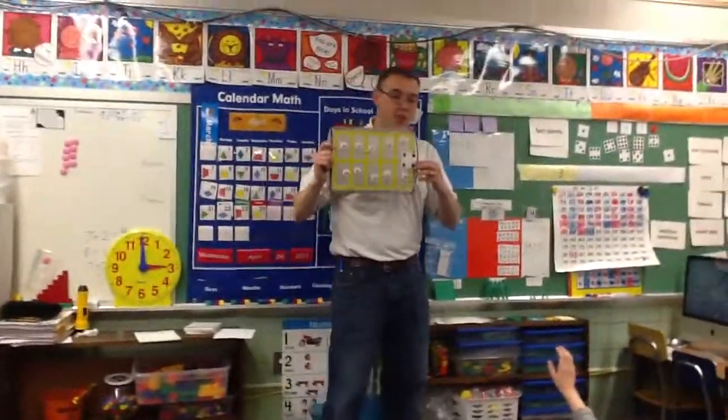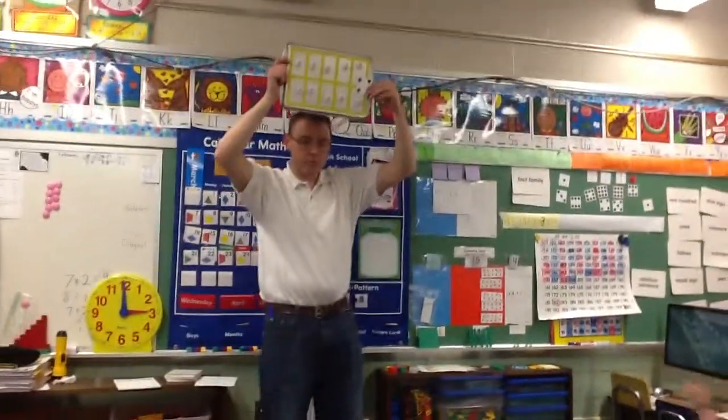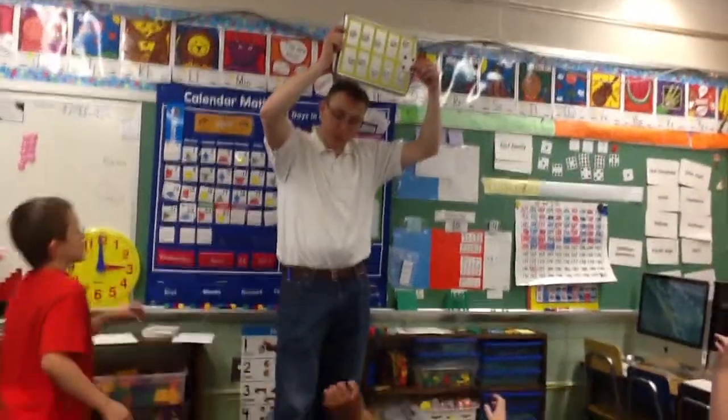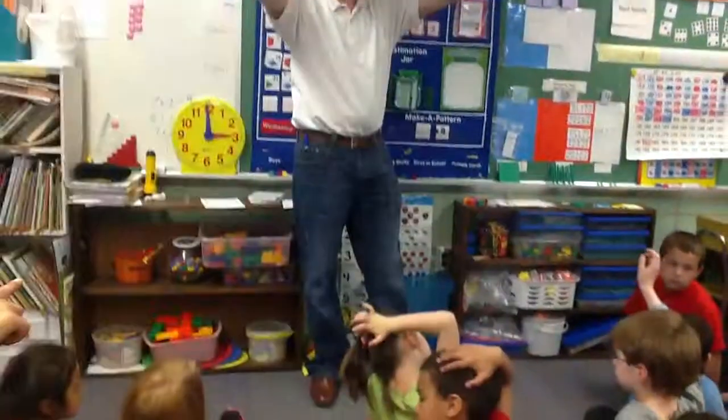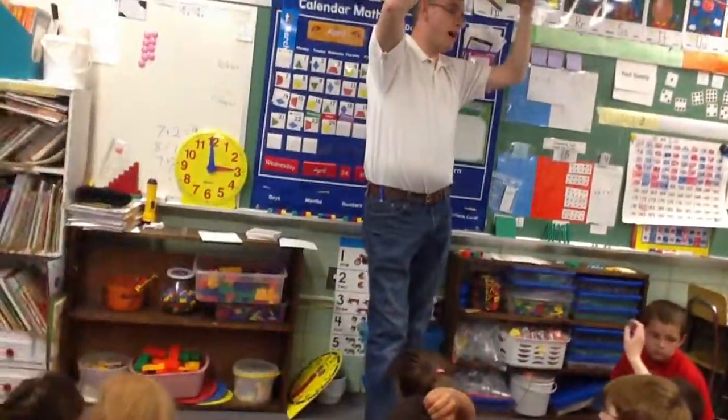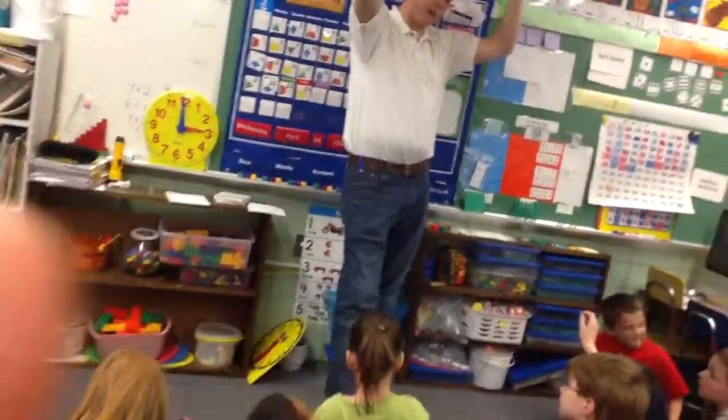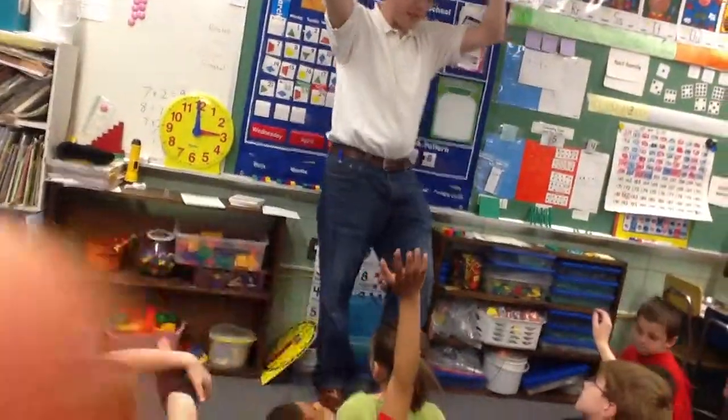Now, I taught you what do we do with the 14. What do we have to do? We have to break it apart. So how am I going to break this apart? Isaiah, how are we going to break this apart? We're going to take away the 9. We're going to take 9 away, but we have to do something to the 14 first. We haven't done it. We have to see it in our brains.